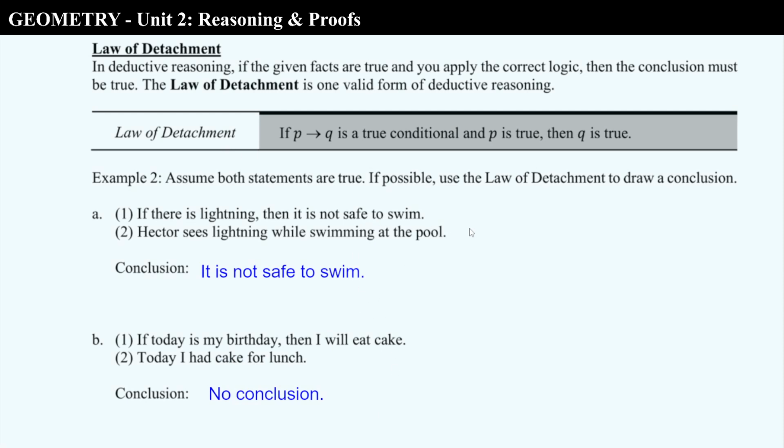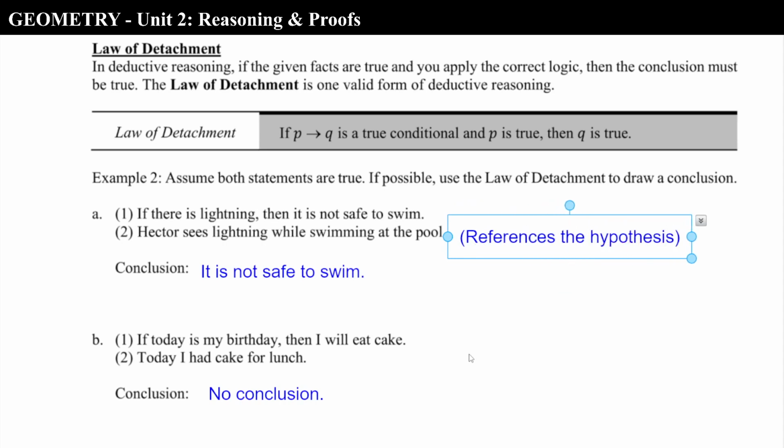All right, so a couple of things to point out. In the first one, the second statement references the hypothesis. Okay, so in the first one, Hector sees lightning while at the swimming pool. This references the hypothesis, there is lightning. In B, we couldn't draw a conclusion because what we're referencing here is the conclusion of the first statement.